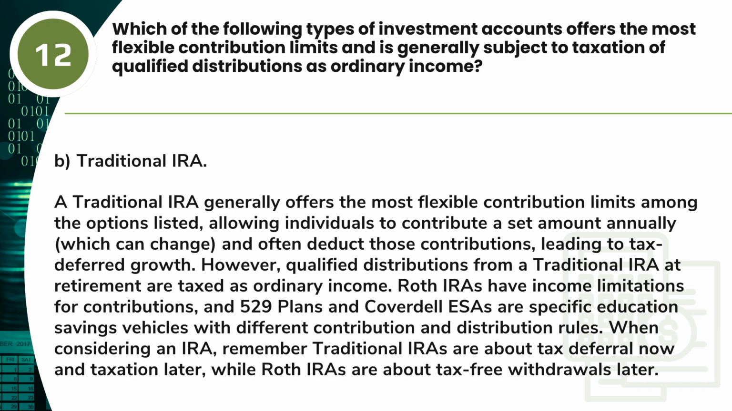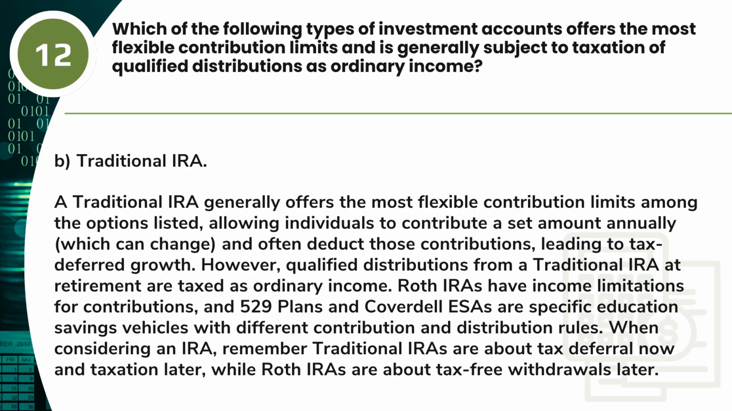Answer: B. Traditional IRA. A traditional IRA generally offers the most flexible contribution limits among the options listed, allowing individuals to contribute a set amount annually, which can change, and often deduct those contributions, leading to tax-deferred growth. However, qualified distributions from a traditional IRA at retirement are taxed as ordinary income.